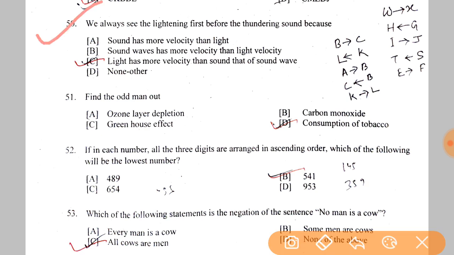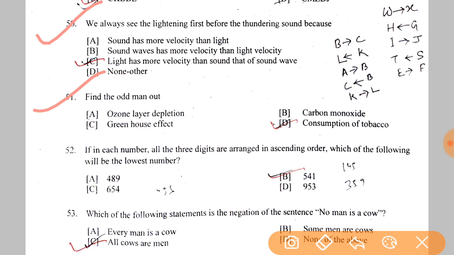Question of 50. We always see the lightning first before the thundering sound because, so I mean, light to his etiami, water gig, money gazonim, dear. Tetiami heard a light pohor to agotebo. The current to hulky light has more velocity than sound, that of sound wave. Option C correct answer.